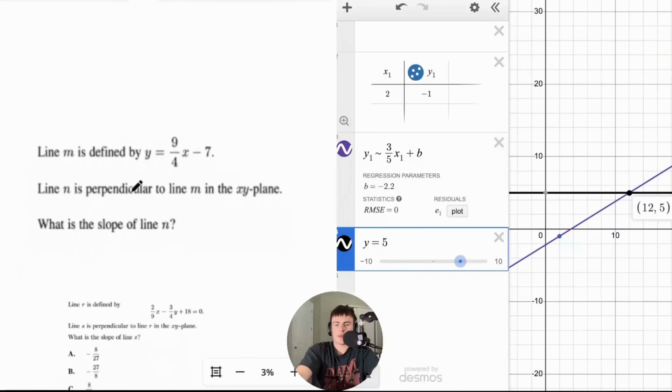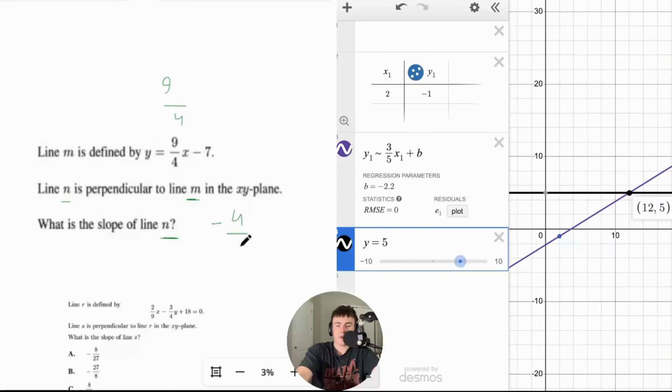Next one. Line M is defined by this equation. Line N is perpendicular to line M. What's the slope of line N? This one's pretty easy, honestly. We're given the slope of this, which is 9 over 4. And it says line N is perpendicular to that line. So perpendicular means negative reciprocal. We make it negative and then flip it. So instead of positive 9 over 4, it'll be negative 4 over 9. So the answer is just negative 4 over 9.